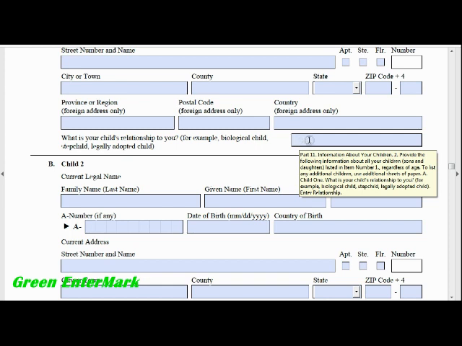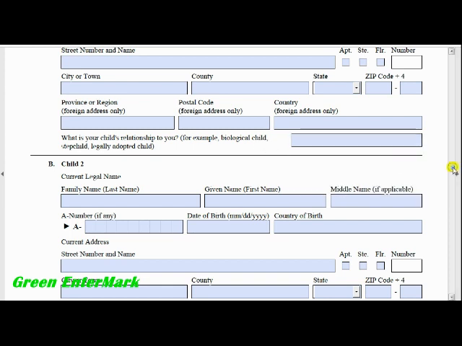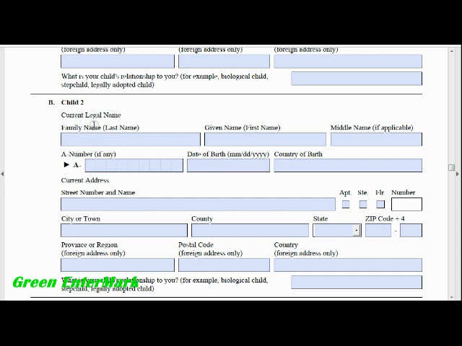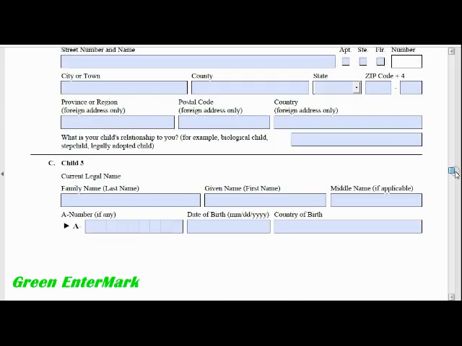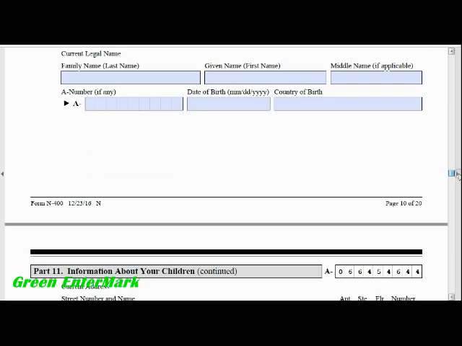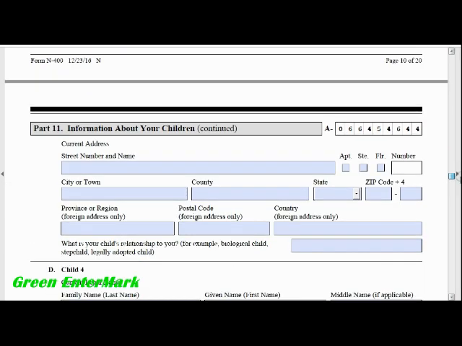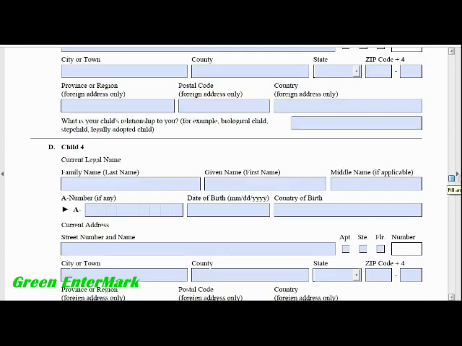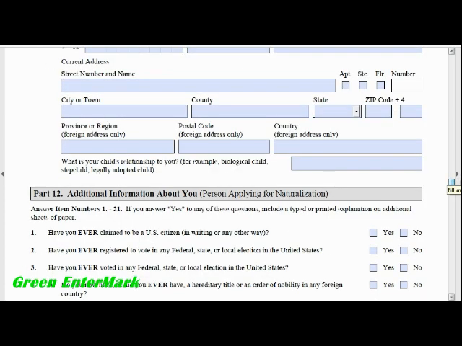Your biological child, stepchild, or legally adopted child. Okay, so child 2 is the current legal name. This is all information about your child. You have to mention it here. For child 3, you have to mention all the information, and the address of child 4. If you have more than 4 children, at the end of this form there is some space given to mention your additional children.